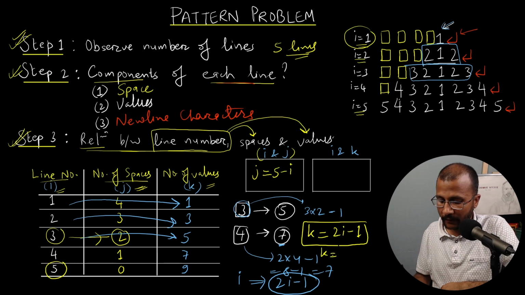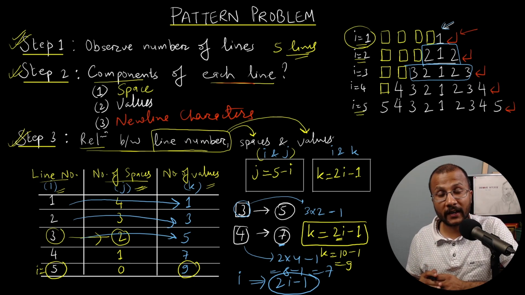What is K in line number 5? To find K, first I need to know what is I. So in line number 5, I is 5. So instead of I, I'll put 5. So 5 times 2 is 10. 10 minus 1 is 9. See, in line number 5, there are 9 values. So the relationship between K and I is K is equal to 2 times I minus 1. It is very important for you to find out this relationship.